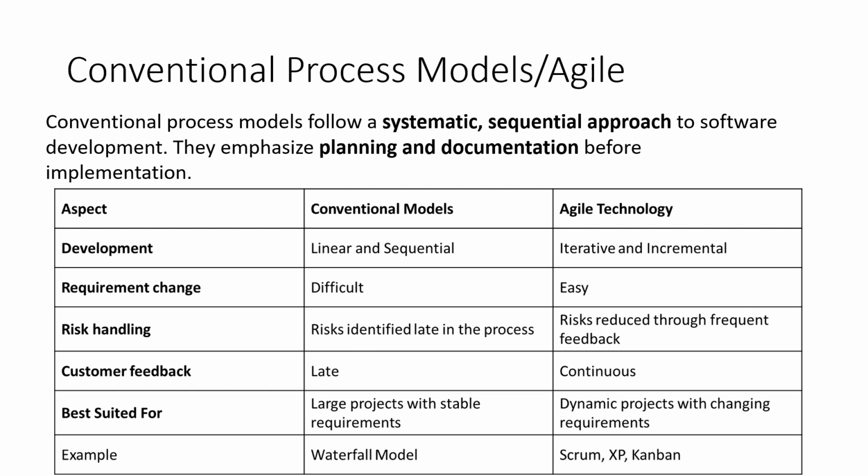Conventional models emphasize planning and predictability, whereas Agile models focus on flexibility, collaboration and rapid delivery.